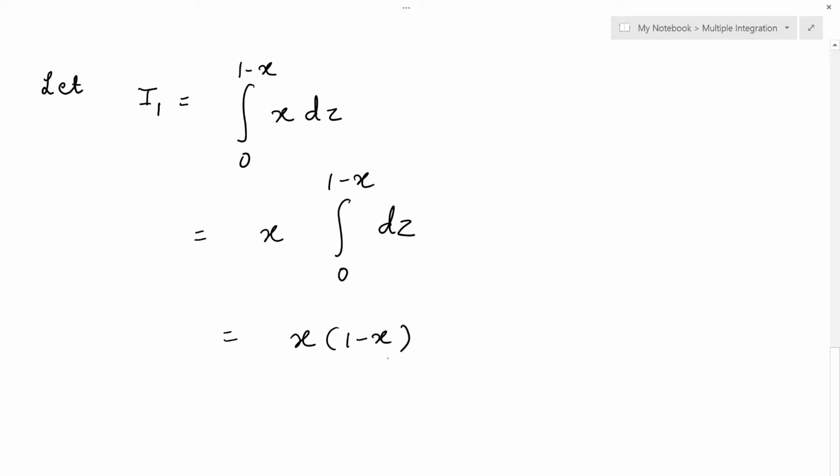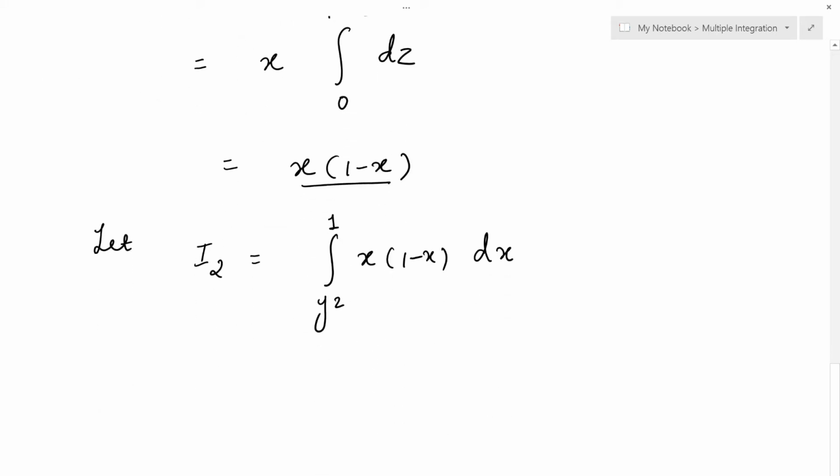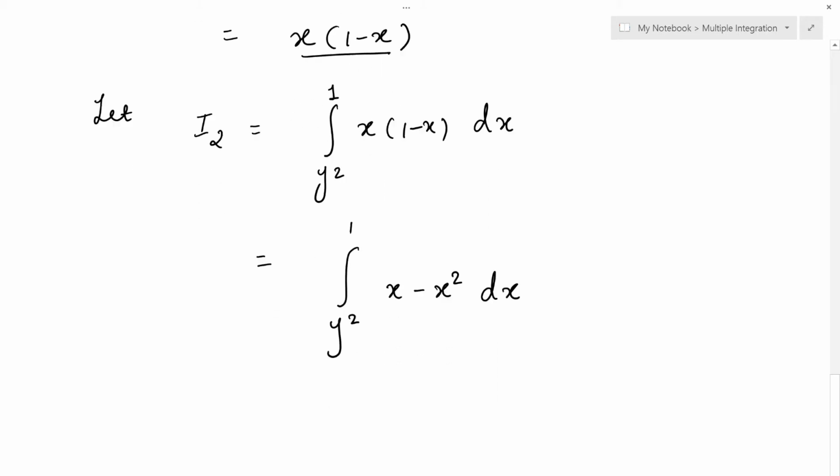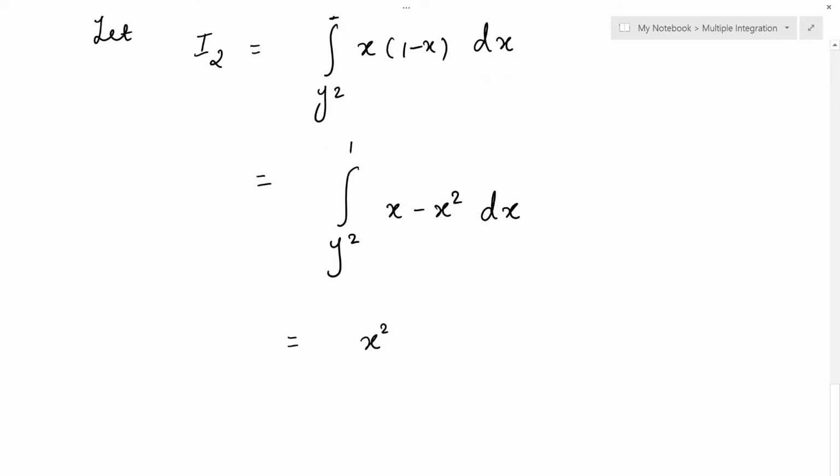Again, let us substitute this and let us consider this I2. What are the next limits, x from y square to 1, and the answer that I have got, x times 1 minus x dx. You can always open the brackets. So that is the integral from y square to 1 of x minus x square dx. So if I integrate this, that will be x square upon 2 and this will be x cube upon 3. The limits of integration are y square to 1.